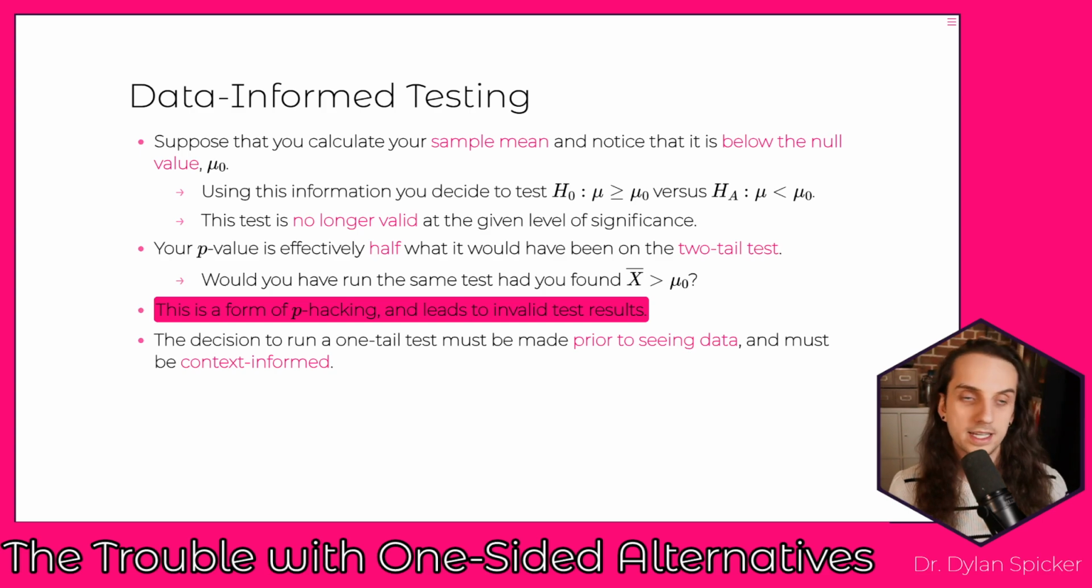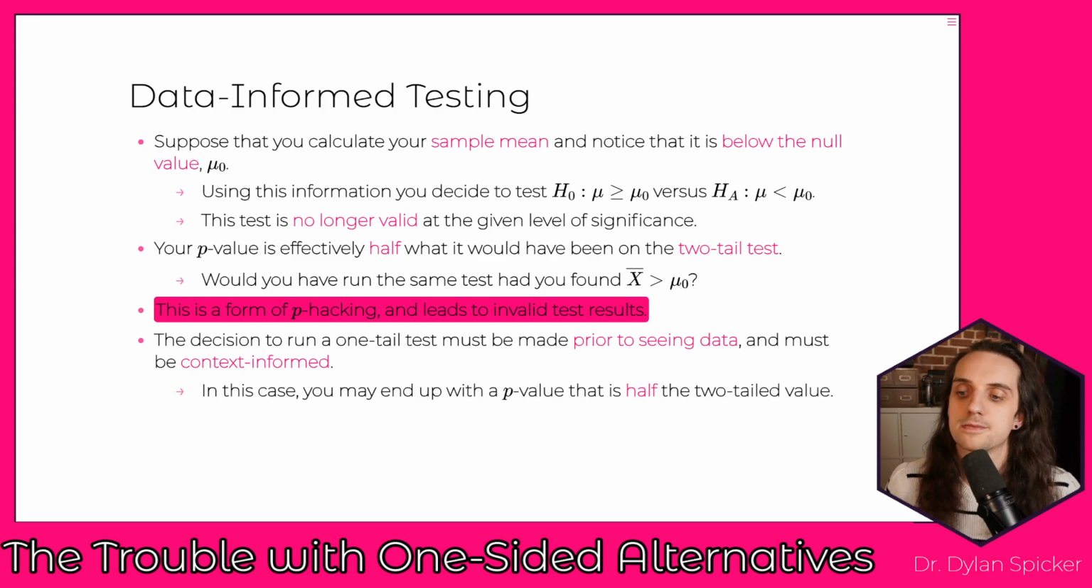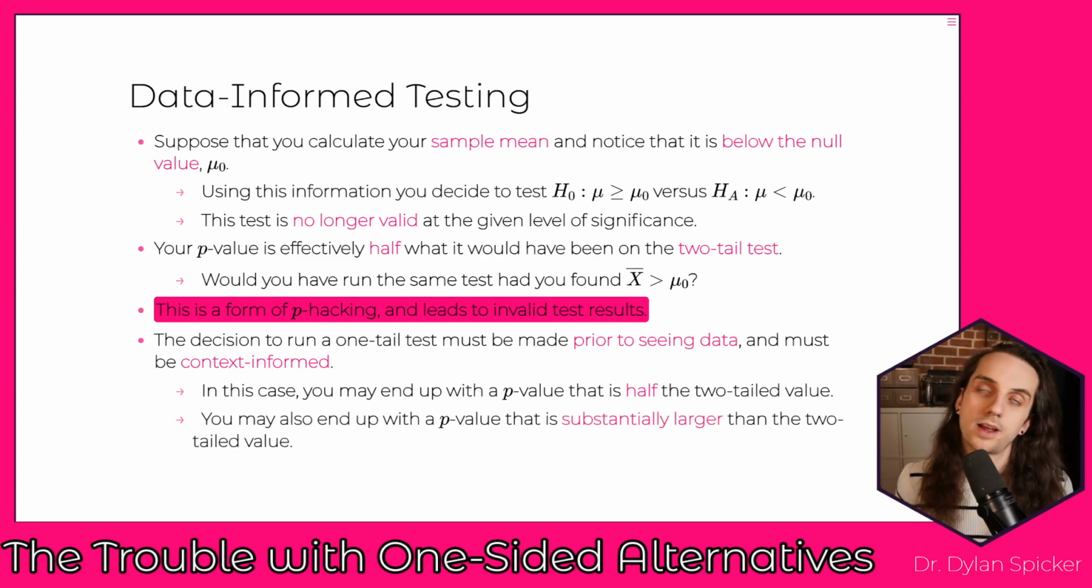And then that way, it's possible you observe something below, it's possible you observe something above. If you observe something in the wrong tail, then you know you're not going to be rejecting the null hypothesis, but that's okay. Right? So it should be context dependent, but also made in advance. You shouldn't have already seen your data when you decide how you're going to test the hypothesis. Okay, so in this case, you might end up with a p-value that is half, but you might also end up with a p-value that's substantially larger. And that's why a one-tailed test is okay if you decide to do it beforehand.